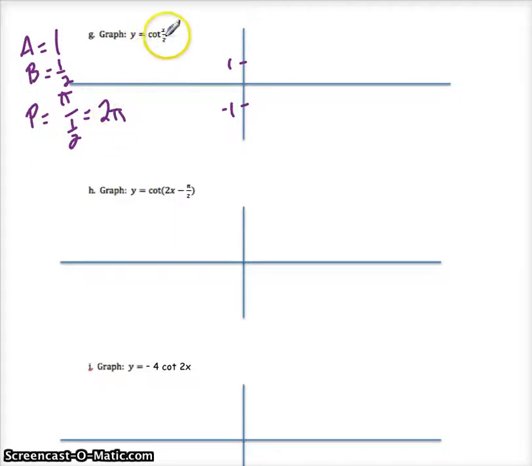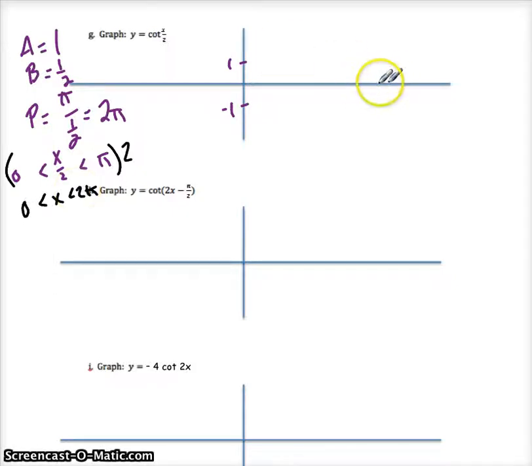So if we take x divided by 2 and write our inequality from 0 to pi, let's solve for x. I'll begin by sweeping the fraction, multiplying through by 2. So our new inequality is 0 is less than x is less than 2 pi. So that tells me that I have asymptotes at 0 and 2 pi. Remember from our earlier examples of other trig functions, we divide the period into 4 equal parts.